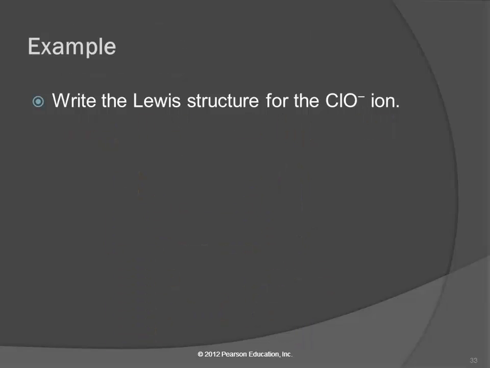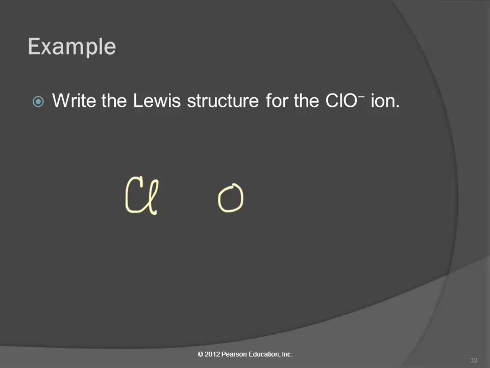Let's do one more. What's the name of this ion? Do you remember? It's related to chlorate. Chlorate was ClO3 minus. Chlorite was ClO2 minus. This is hypochlorite. A little review from chapter 5.